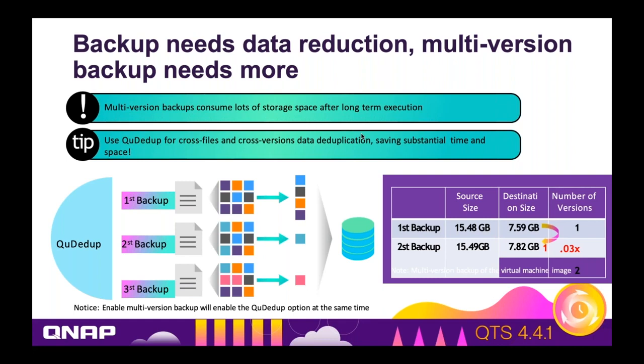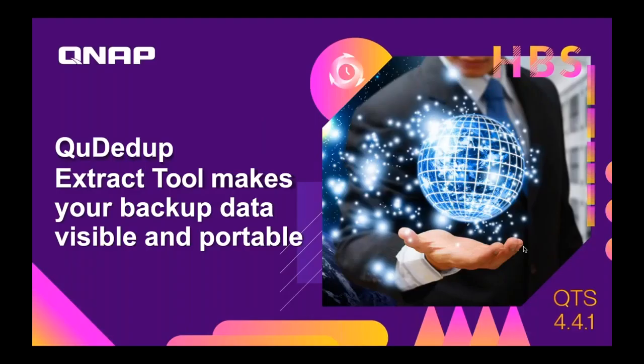So in the past, with backup with versioning, if you wanted to keep 30 versions, it would take 30 times as much space. But now, because we can deduplicate the versions, you can have thousands of versions without taking enormous amounts of space. So in this example here, having one version took 7.59 gigabytes, but two versions took 7.82. So that just took a tiny bit more for another version. And you can have thousands of versions without having enormous amounts of space, thanks to our deduplication.